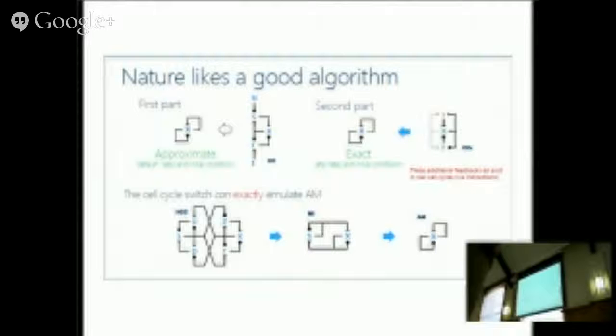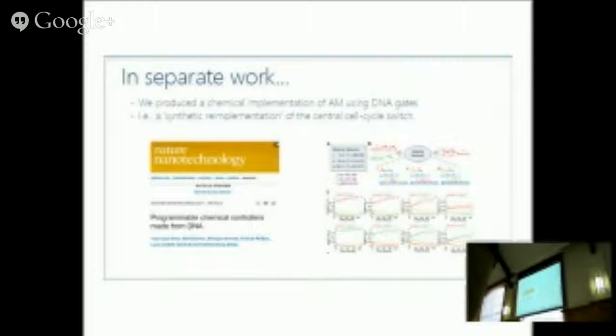And in a separate work, which has nothing to do with this, I also worked on DNA computing. This is the result of an experiment where we actually built the approximate majority algorithm with DNA. It is running and computing the majority of two populations, and this was done by DNA strands. This is completely unrelated, but given the connection to the approximate majority, I could possibly now claim that we have implemented the cell cycle switch in a direct way because of the same algorithm. Okay, that was it.